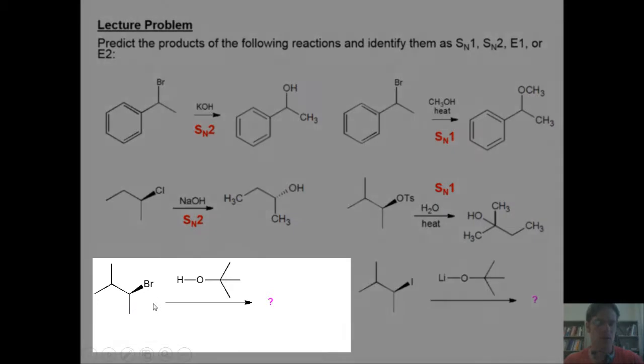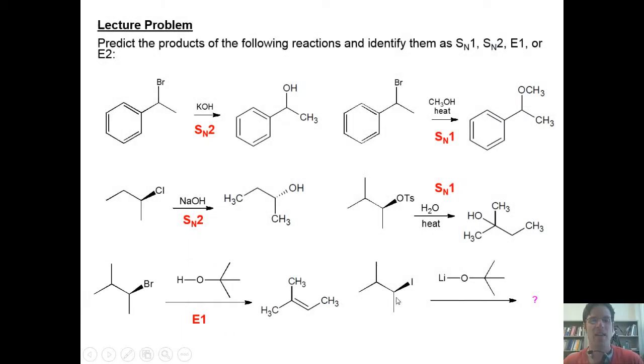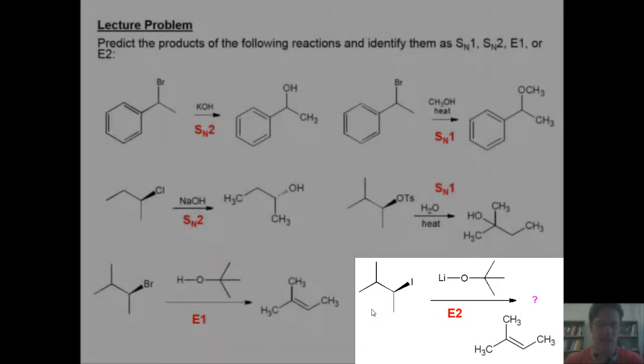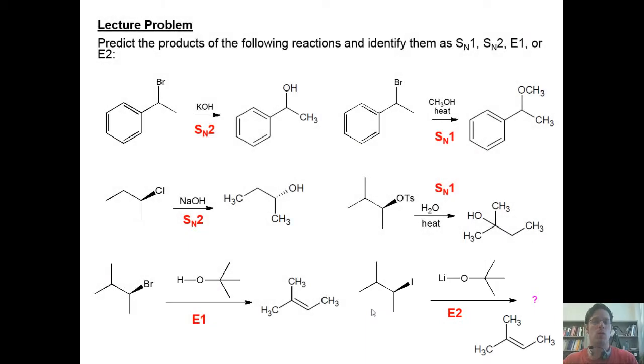The molecule down here, treated with tert-butanol, shown here, is being subjected to E1 conditions and will yield as its major product this molecule shown here. And this alkyl iodide, when treated with lithium tert-butoxide, is being subjected to E2 conditions, which will yield this as its major product. Now, if you guys have any questions regarding these answers or want to know why they are the way they are, I will show those to you right now.